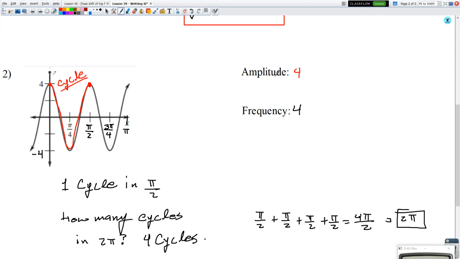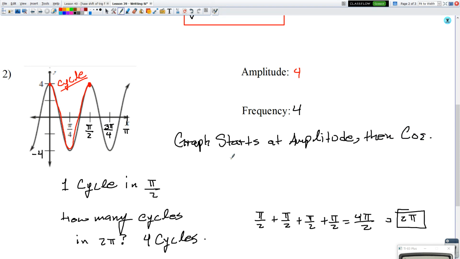So we know the amplitude, and we know the frequency. Now we have to decide whether we are talking about a sine or a cosine function. Notice, did your graph start at 0? No, it actually started at the amplitude. Because the graph starts at the amplitude, this is a cosine function.